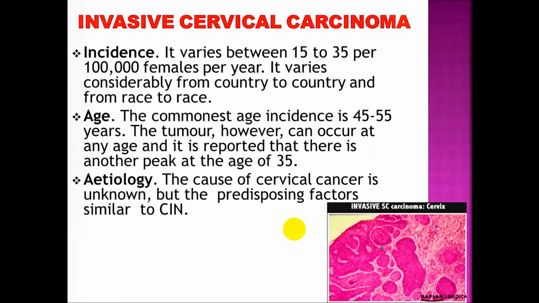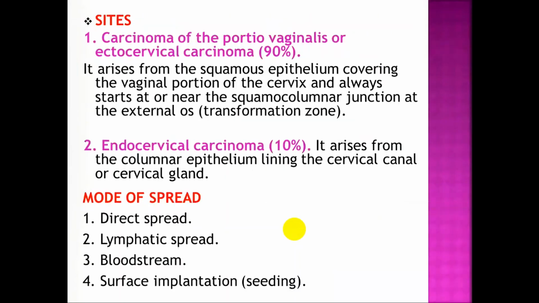Now we come to invasive cervical carcinoma. Incidence varies between 15 to 35 per 100,000 females per year. It varies considerably from country to country and from race to race. The commonest age incidence is 45 to 55 years. The tumor, however, can occur at any age, and it is reported that there is another peak at the age of 35 years. Etiology: the cause of cervical cancer is unknown, but the predisposing factors are similar to CIN.